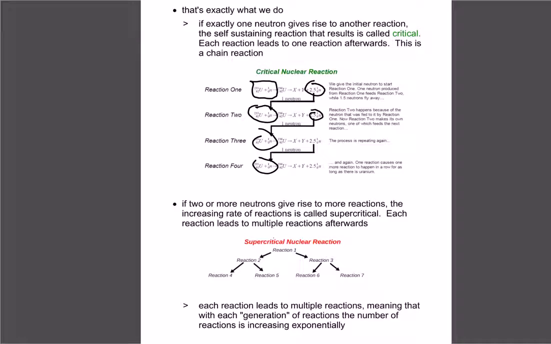So we call this critical. Critical is where the numbers are balancing. We're adding 1, we create 2.5, we take 1 to add another one to create more, take another one, create more, take another one, create more, and so on.